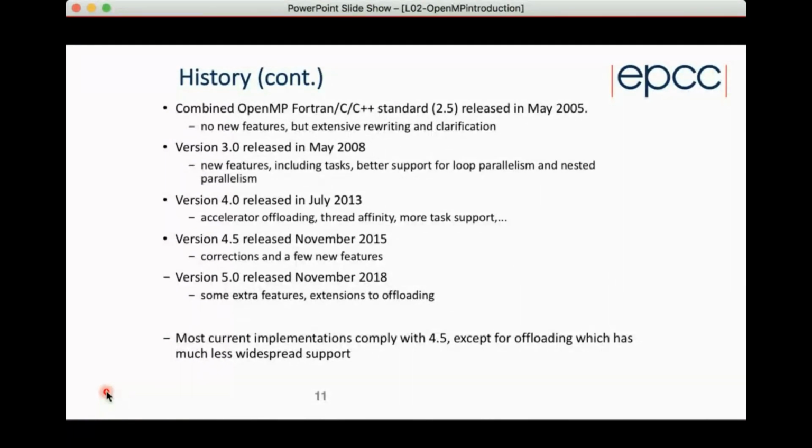In terms of most current compilers, most current implementations comply with at least 4.5. Some of them are full 5.0 at the moment, except for the offloading features. Those have somewhat less widespread support. Not every compiler supports offloading to GPUs. For example, the Intel compiler currently is in the process of having that added, but you can't use the Intel compiler for that for the moment.